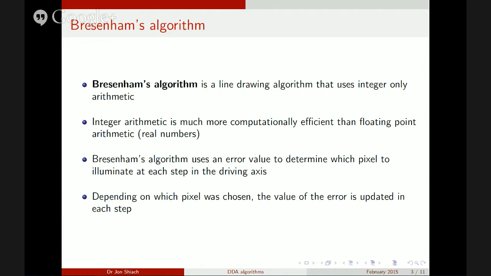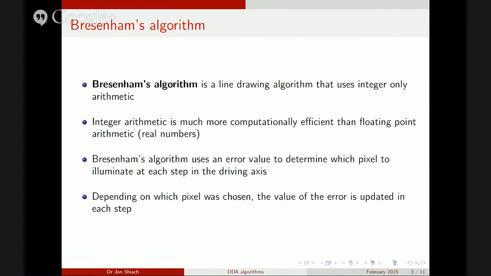And how it works is, for example, if we have X as our driving axis, so we're stepping along in the X direction, instead of calculating Y using, for example, the equation of a line, what we do is we calculate an error. Now that error is between our idealized line and pixels which straddle the line. And we just pick the pixel with the smallest error. Okay, and depending on which pixel we choose, at each step along the driving axis, we have a choice between 2 pixels.